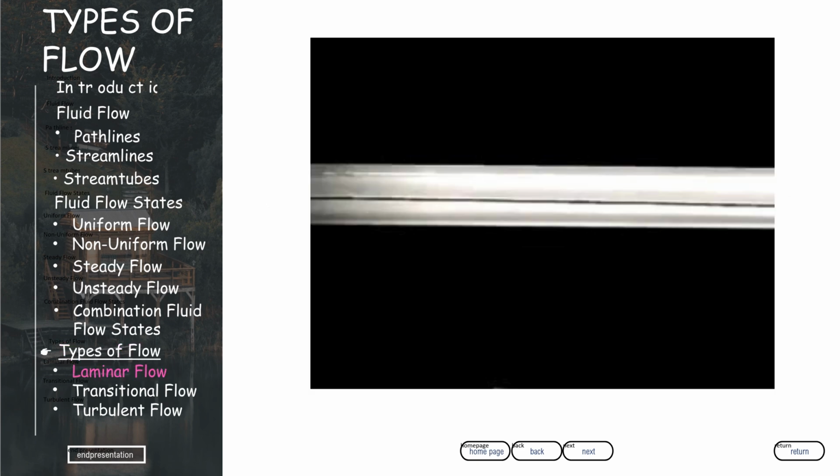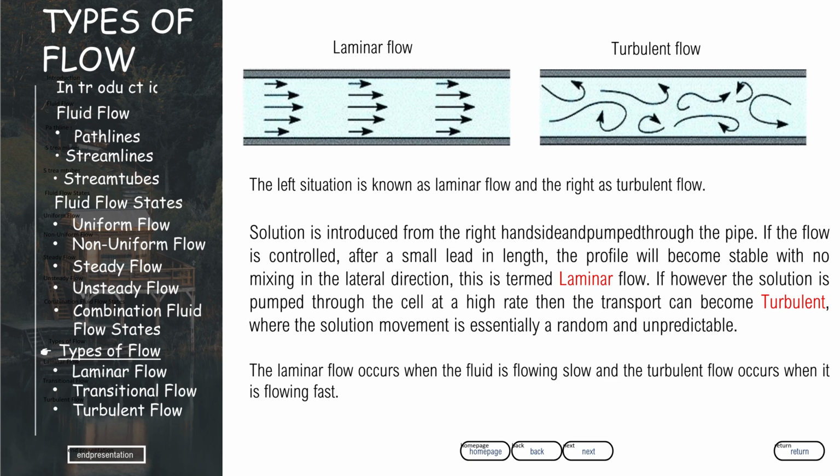The following example is the flow of laminar in the stream. The left situation is known as laminar flow and the right as turbulent flow. Solution is introduced from the right-hand side and pumped through the pipe. If the flow is controlled, after a small lead in length, the profile will become stable with no mixing in the lateral direction. This is termed laminar flow.